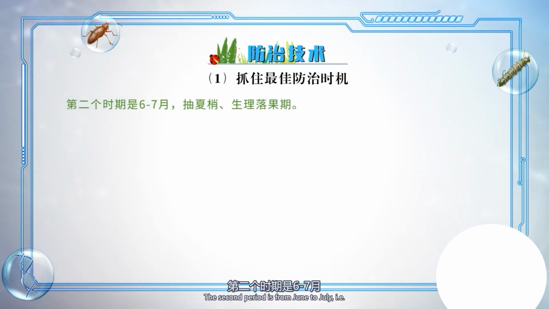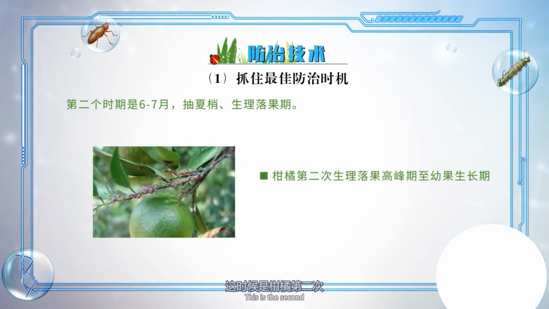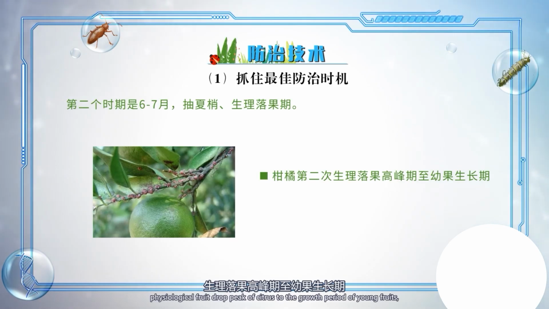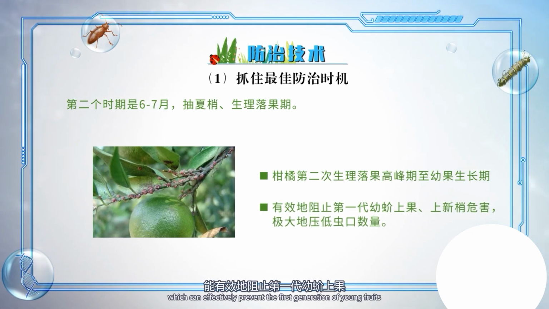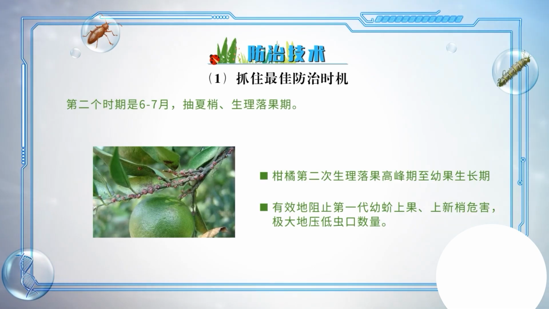The second period is from June to July. Summer shooting and physiological fruit drop period. This is the second physiological fruit drop peak of citrus to the growth period of young fruits. And it is also the end of the plum rain season and before the summer drought. The temperature is high and the air humidity is also high. Spraying chemicals generally will not cause phytotoxicity, which can effectively prevent the first generation of young fruits and shoots from damaging and greatly reduce the number of pests.